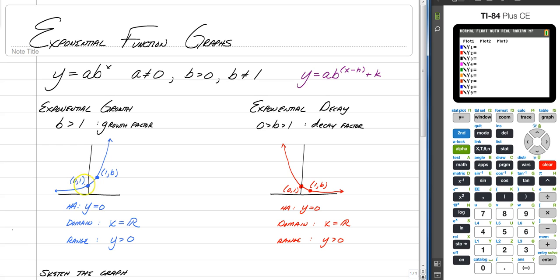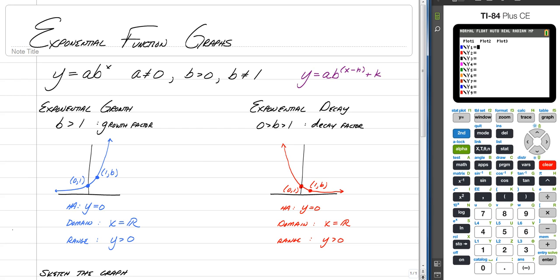On the graph, unless we have some sort of transformation, the graph is always going to go through (0, 1). And the reason that's going to be is because anything raised to 0 is 1. 10 raised to 0 is 1. 1,000 raised to 0 is 1. And then x equals 1 is going to give you your b value. And then after that, you just have to look at the graph in the calculator. Now, for all of the graphs that you do, I recommend just typing it in the calculator. That's why I've got mine ready to go.